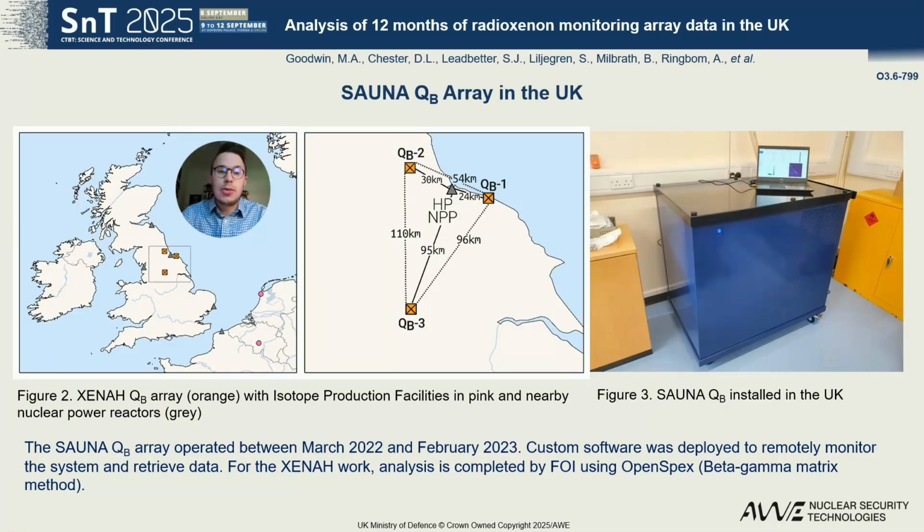One of the main parts of the project was to deploy a SAUNA Cube array around the Hartlepool power station. You can see from the figure how we configured the systems in the region. Cube 1 was at Bulby, about 24 kilometers east of the reactors, and that was the closest system. Cube 2 was in Durham, 30 kilometers to the northwest, and Cube 3 was at Leeds University, around about 100 kilometers south. The idea being that this one was a little bit further away.